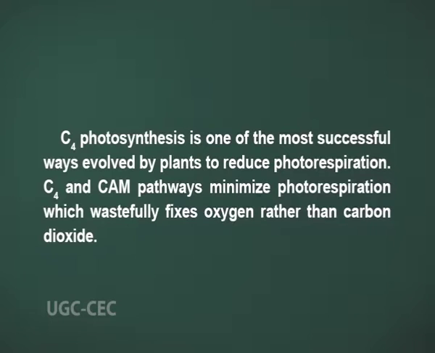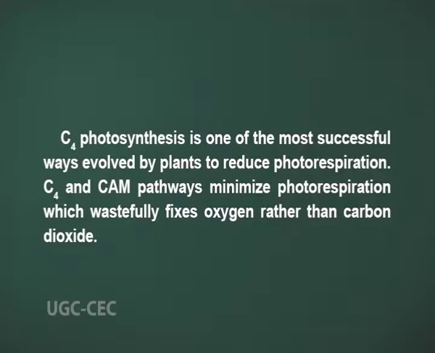Photorespiration is not only energy demanding but furthermore leads to a net loss of carbon dioxide. Thus, the efficiency of photosynthesis can be decreased by 40% under unfavorable conditions including high temperatures and dryness. Plants develop different ways to cope with this problem of photorespiration. C4 photosynthesis is one of the most successful ways evolved by plants to reduce photorespiration.